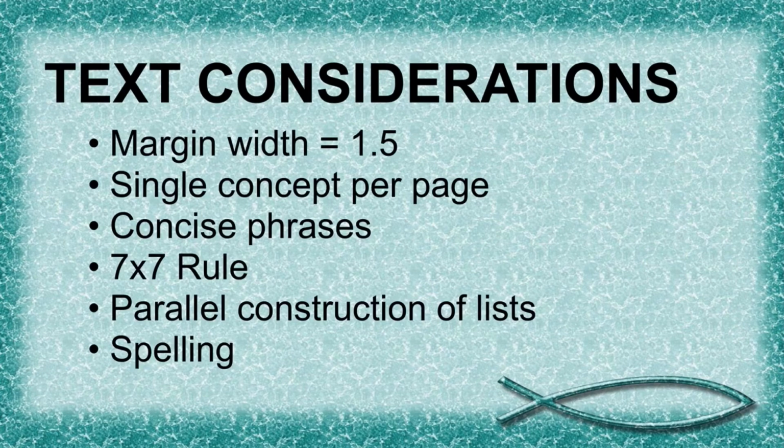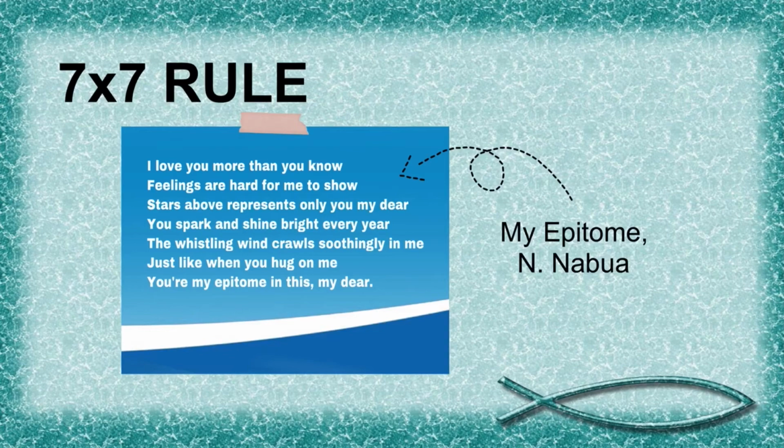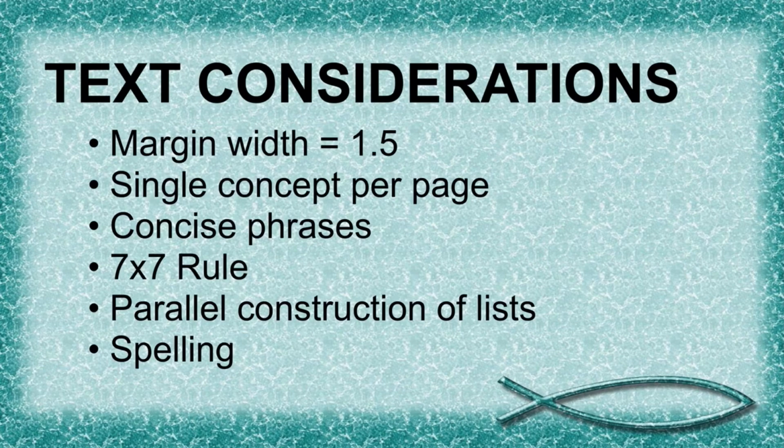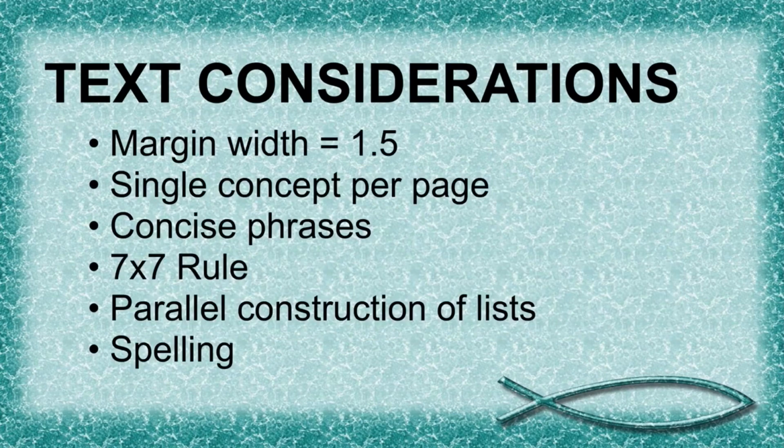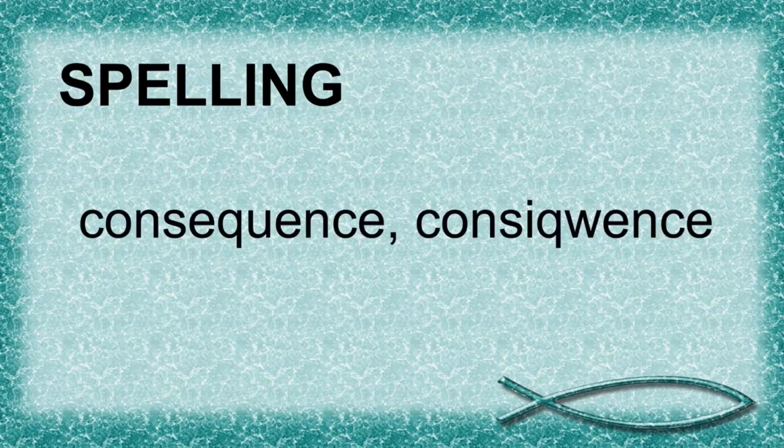7x7 rule. Your presentation should follow the 7x7 rule, which consists of 7 words and 7 lines, like this example that is shown in front of you. Parallel construction of lists. Always observe proper grammar and know the proper usage of verb, noun, pronoun, and so on. Lastly is the spelling. Always check the correct spelling because that greatly affects your presentation. Double check your presentation if you have misspelled words.